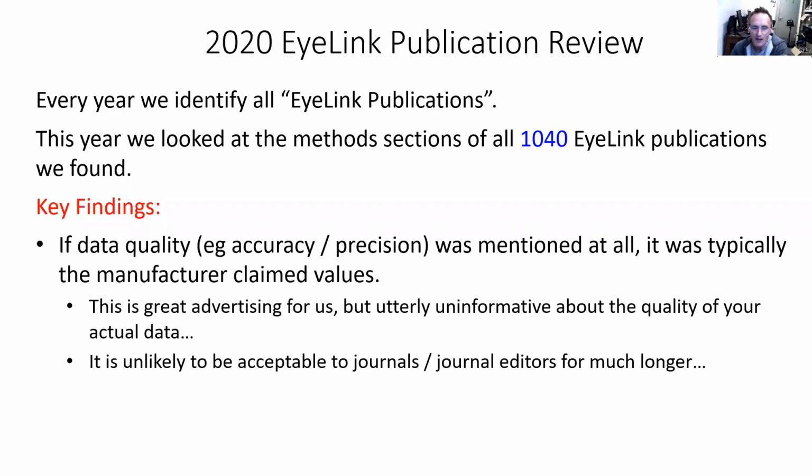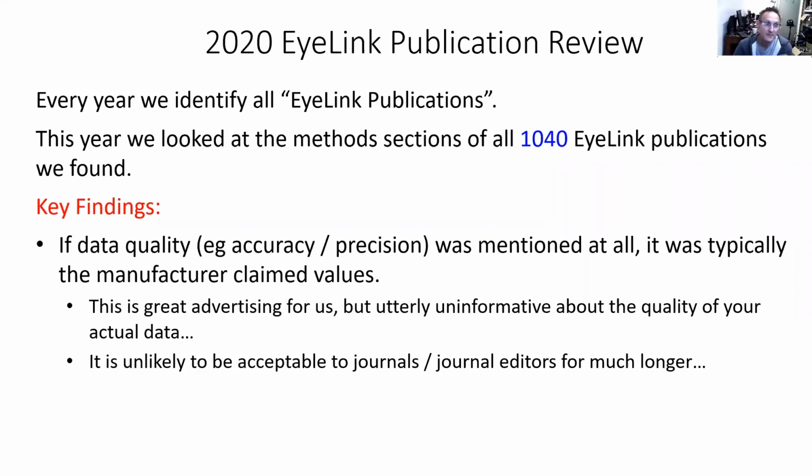The key thing that leapt out when we were reading people's methods and results sections was that if people mentioned anything to do with data quality at all, for example, accuracy or precision, things I'm going to come on to explain, they generally mention the manufacturer claimed values. So they'd say things like, an EyeLink 1000 is accurate to 0.5 of a degree and precise to 0.0001 of a degree. And if they cited anything, it would be our website or spec sheets, or they would just simply make that claim.